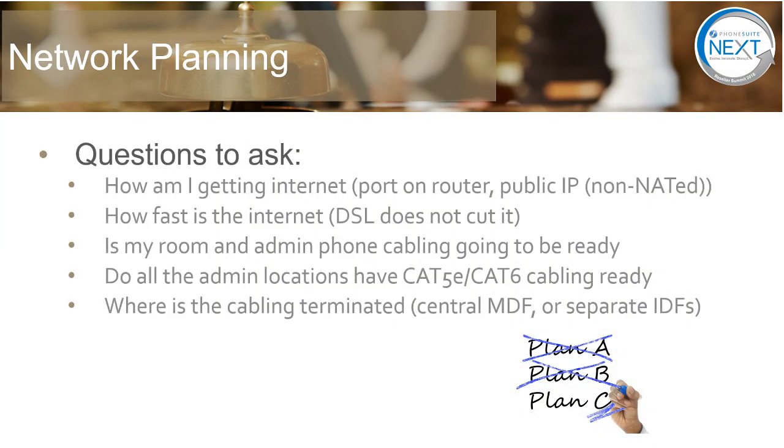Network planning. So when you are going into the hotel for the first time and you're charged with changing out their phone system for a new IP system, there's going to be some questions you want to ask to make sure you have the information you need so that on the day of install you can go in and get things done quickly. Number one, you want to ask, how am I getting internet? You need to know which port on your switch to plug into, and if you have a public non-netted IP address. Those things are usually important.